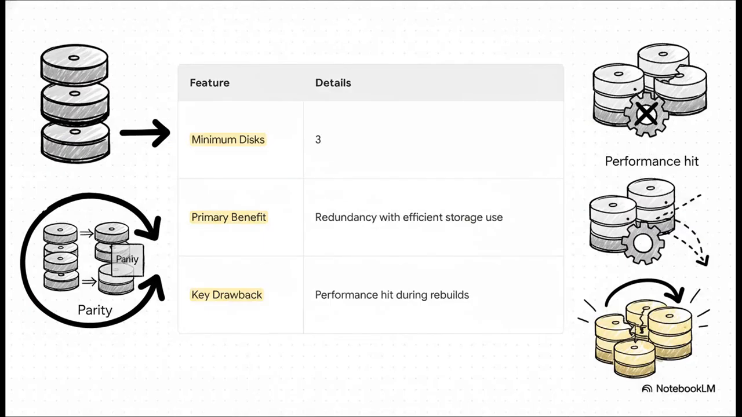Now, the key advantage of RAID 5 is just how efficient it is. It needs a minimum of 3 disks to work, but it gives you that awesome redundancy while only using the space of 1 disk for all that parity data, no matter how many more drives you add. The main drawback is that when a drive does fail, the system has to work pretty hard to rebuild the new one, and that can slow things down for a while.